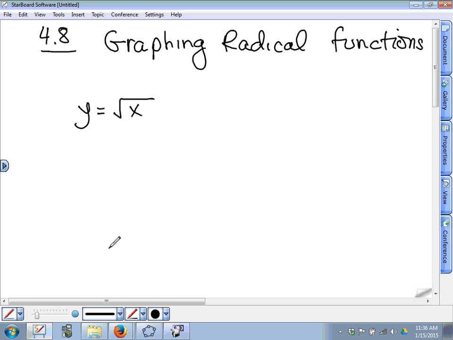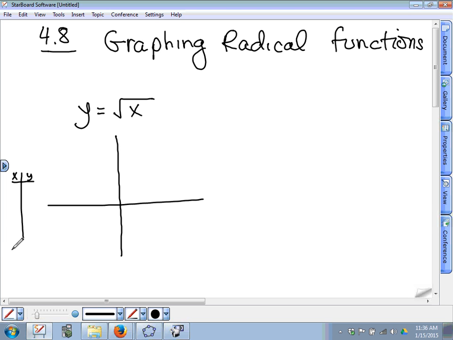y equals the square root of x. A blank graph here. And off to the side, we're going to do a cool little XY chart. Cool. It's cool. So you tell me yes or no.